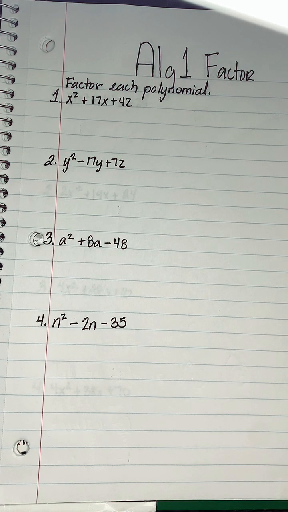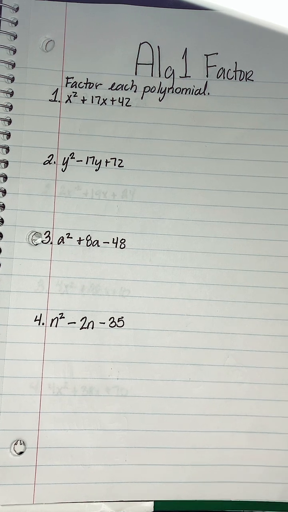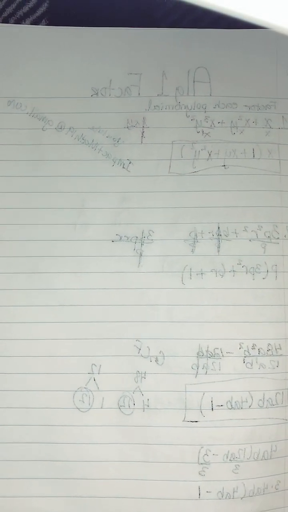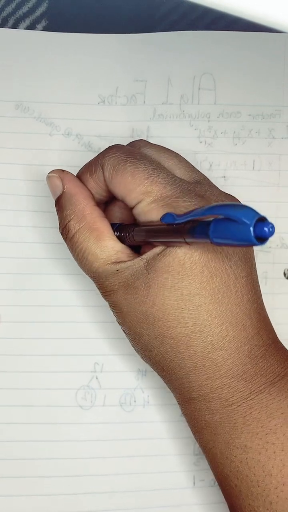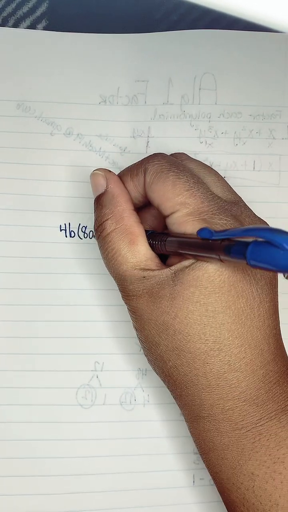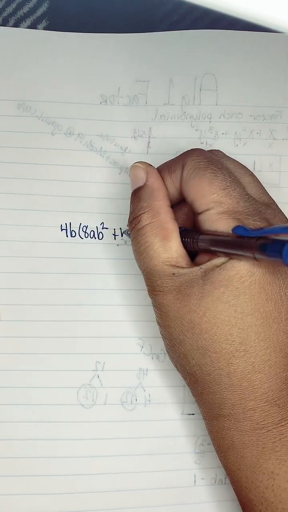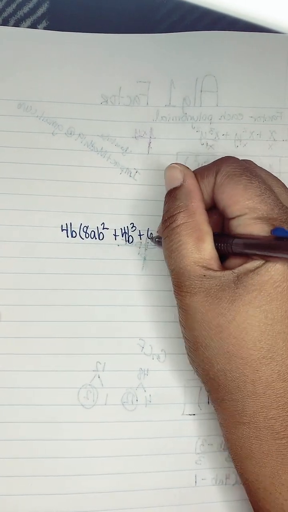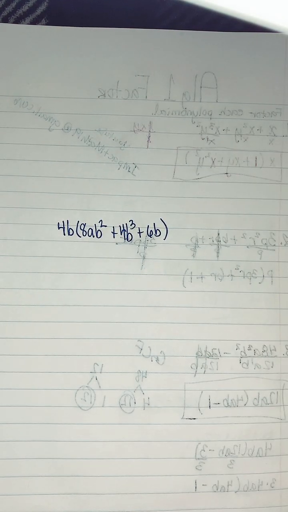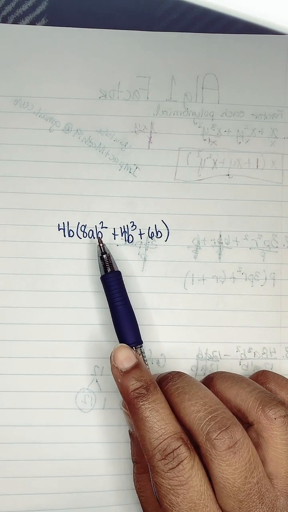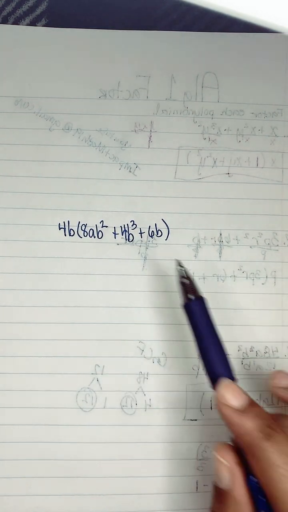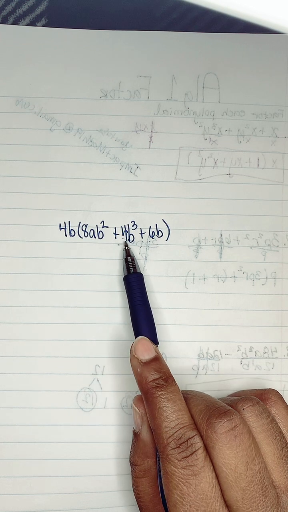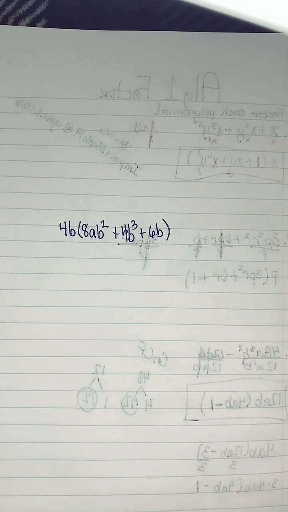Somebody asked, Ava said, for harder problems, how would you further simplify them in general? Alright, so Ava, before we jump to trinomials, because this is still the same type of question. Ava said if we have 4B times 8AB squared plus 4B cubed plus 6B, how would we further simplify this? Well, let me ask you guys, what number can I pull out of an 8, a 4, a 6? What number can I pull out of there?